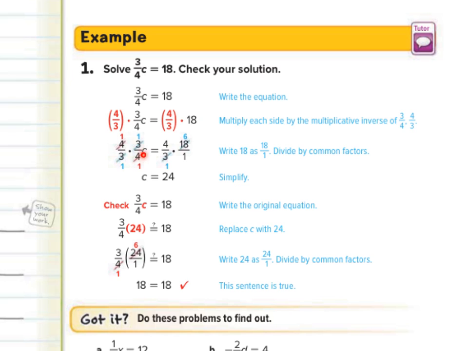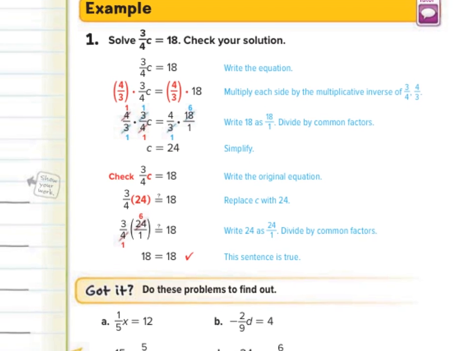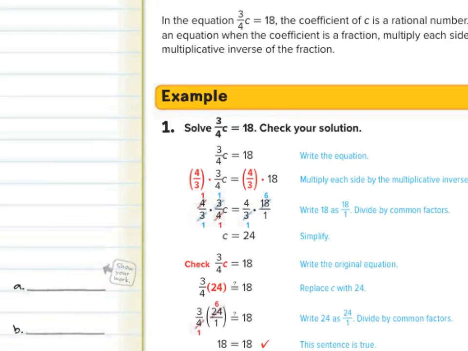As you notice here, it cancels out. 4/3 times 3/4 is 1, and you're just left with c on the left. On the right side, you multiply 4/3 times 18 over 1 to get 24. To check our solutions, we always start with the original equation, 3/4 c equals 18. Substitute in your answer of 24. Simplify, and as long as the left side is equal to the right side, our answer of 24 is correct. So now as we move on to our got it questions, we'll come up here and solve.